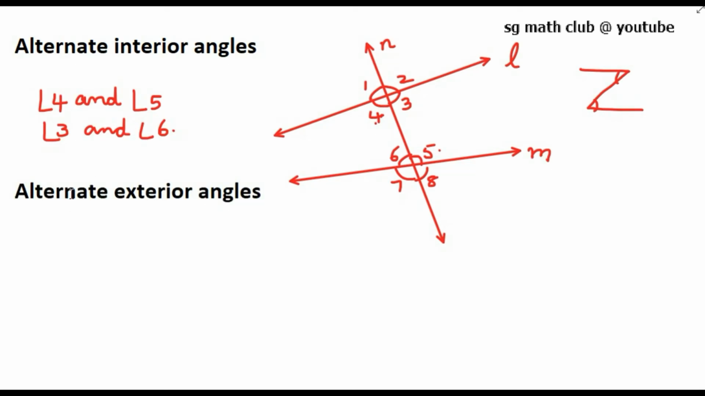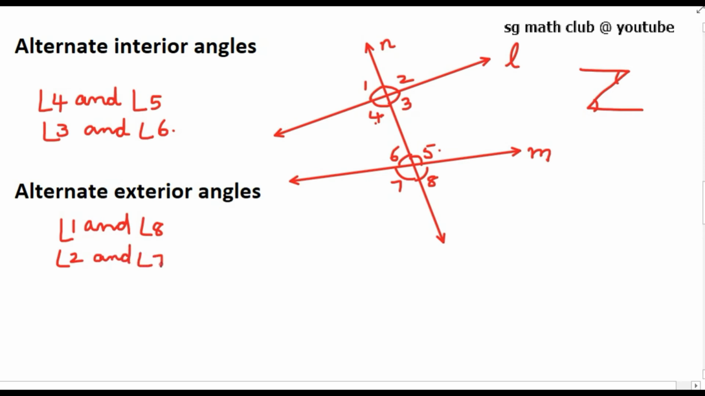So alternate exterior angles are angle 1 and angle 8, again angle 2 and angle 7. These are alternate exterior angles.